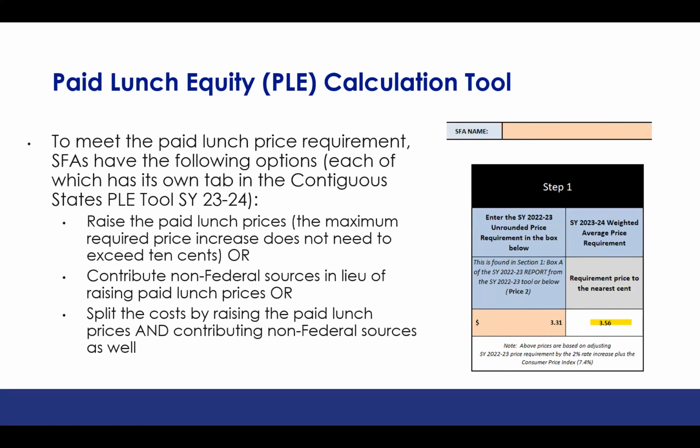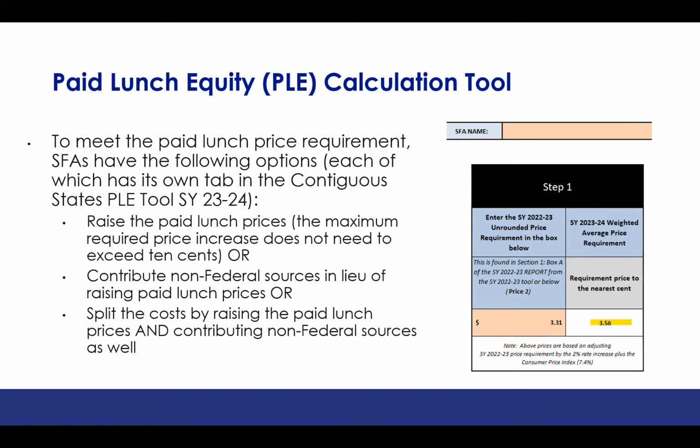To meet the paid lunch price requirement, SFAs have the following options, and each of these have their own tab in the PLE tool. So the first option is to raise your paid lunch prices. The maximum required increase does not exceed 10 cents. So the most the PLE tool will ever make you raise your paid lunch prices is 10 cents. Or you can contribute non-federal sources in lieu of raising your paid lunch prices. So you can contribute non-federal funds or general funds if you choose not to raise your prices to be in compliance with the PLE tool.